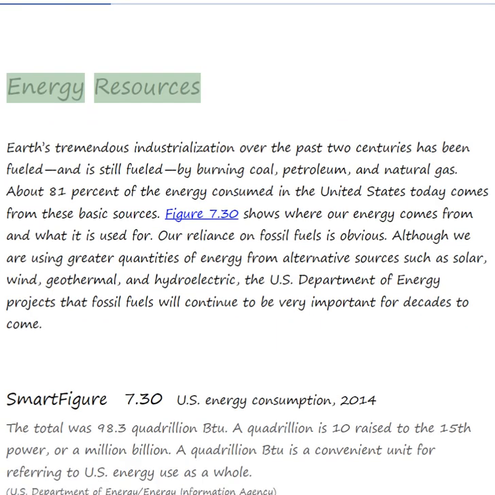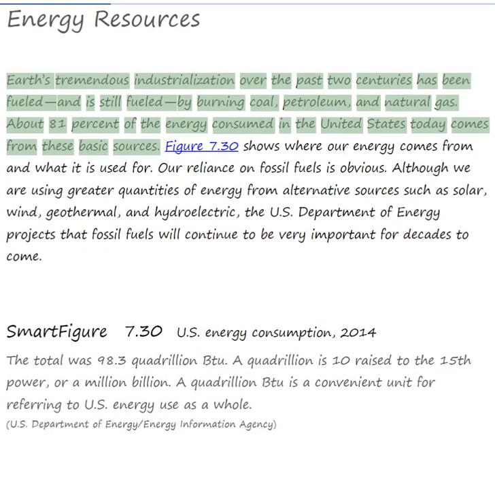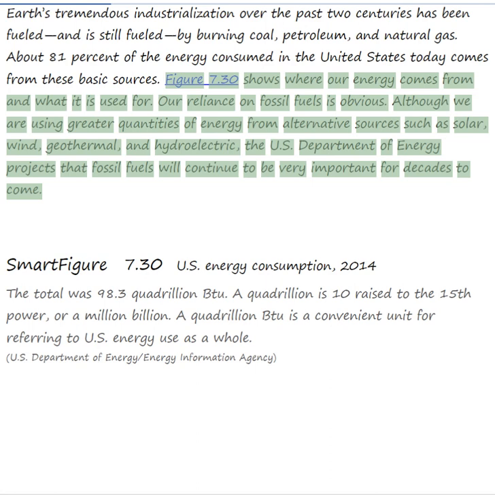Energy resources. Earth's tremendous industrialization over the past 2 centuries has been fueled, and is still fueled, by burning coal, petroleum, and natural gas. About 81% of the energy consumed in the United States today comes from these basic sources. Figure 7.30 shows where our energy comes from and what it is used for. Our reliance on fossil fuels is obvious. Although we are using greater quantities of energy from alternative sources such as solar, wind, geothermal, and hydroelectric, the U.S. Department of Energy projects that fossil fuels will continue to be very important for decades to come.